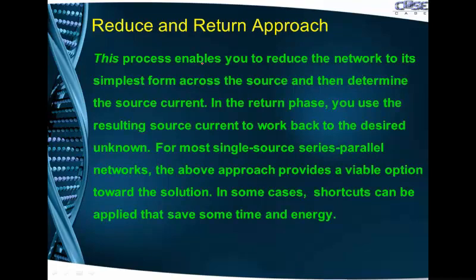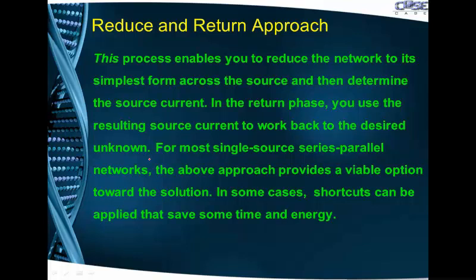Next is the reduce and return approach. This process enables you to reduce the network to its simplest form across the source. So what you do is you try to reduce the circuit in the simplest way. Try to solve the components which are connected in series and parallel, and simplify the circuit, which we will see later in the approach, so that all the resistors are combined into an equivalent resistance, and that equivalent resistance at the source is used to determine the source current. In the return phase, you can use the resulting source current to work back to the desired unknown.